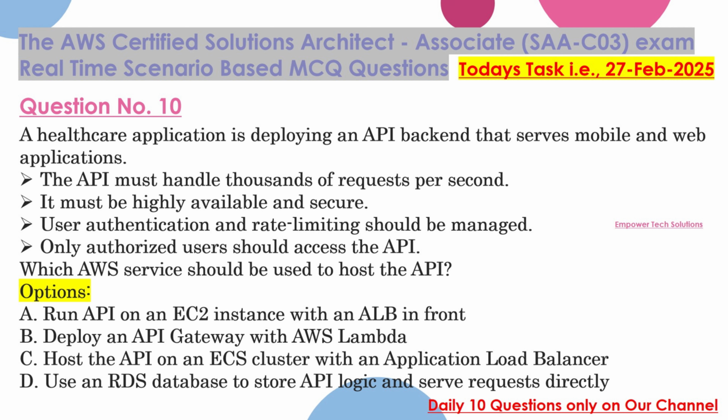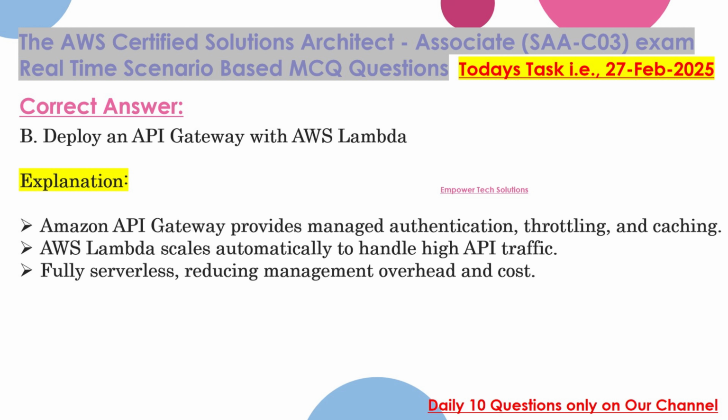Options: A. Run the API on an EC2 instance with an ALB in front. B. Deploy API Gateway with AWS Lambda. C. Host the API on an ECS cluster with an Application Load Balancer. D. Use an RDS database to store API logic and serve requests directly. Correct answer: B. Deploy API Gateway with AWS Lambda.